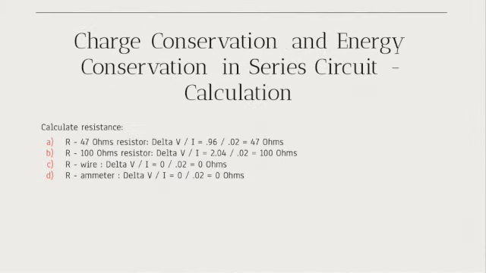To confirm the predictions were true, we're going to calculate a couple values, just the resistance of each of the portions of the circuit. So for the 47 ohms resistor, we have delta V over I is equal to 0.96 over 0.02, which is 47 ohms. We have the same confirmation for the 100 ohms resistor, 2.04 over 0.02, and for the wire in the ammeter, we find that the resistance is 0.